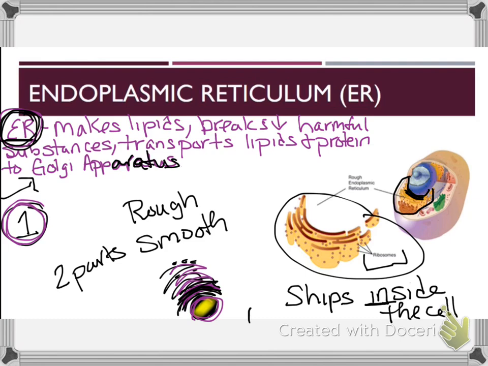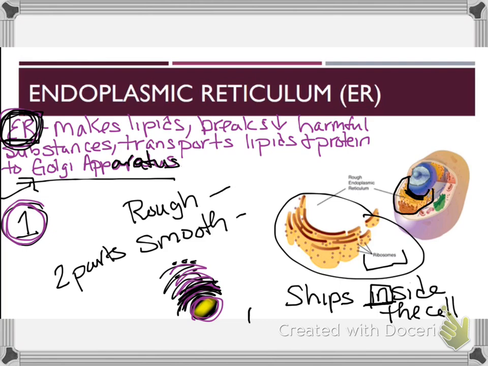Another thing to help you think about is that it ships stuff to the Golgi apparatus, and that's inside the cell. So it does its shipping inside the cell. Inside, the word in is 2 letters, ER is 2 letters. So hopefully that'll help you remember that.